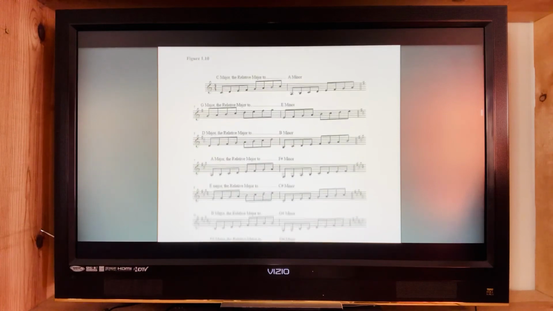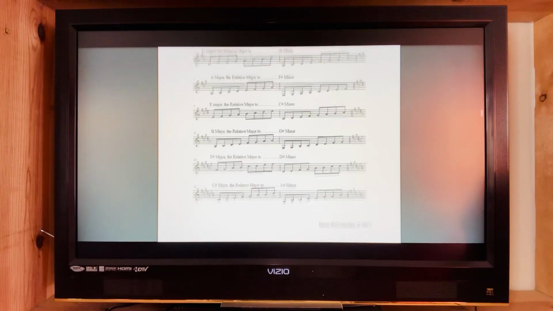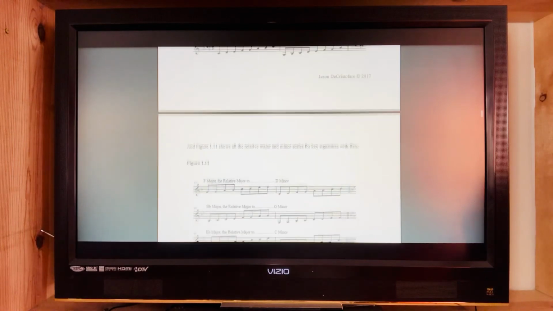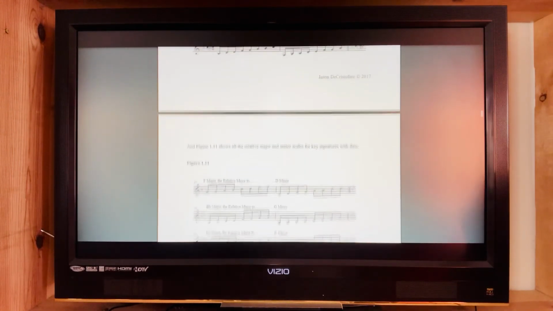And here is every key with their key signature and their relative minors. The way this is written, for practicing, you just go from one line to the next without stopping. Practicing the major scales and the relative minors. That was the sharp keys. This is the flat keys.